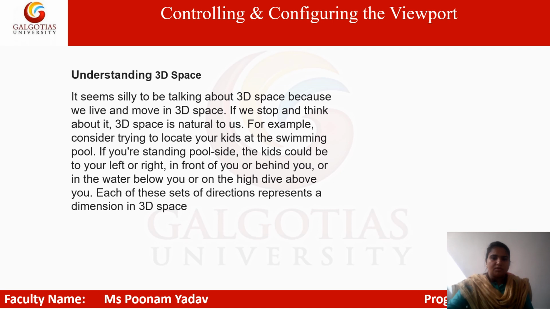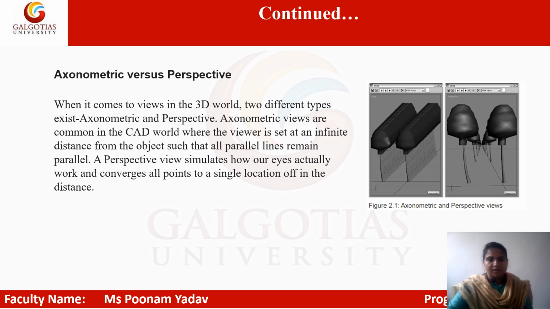Understanding 3D space. What is 3D space? As we know, this is the space that includes the third dimension, that is the z-axis. So this is the understanding of 3D space. Axonometric versus perspective.